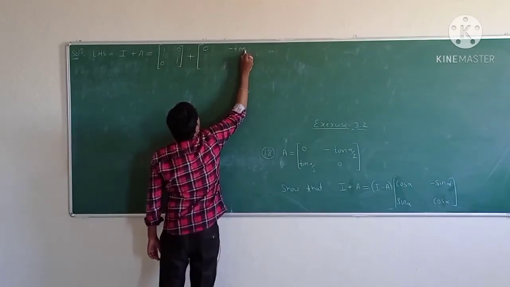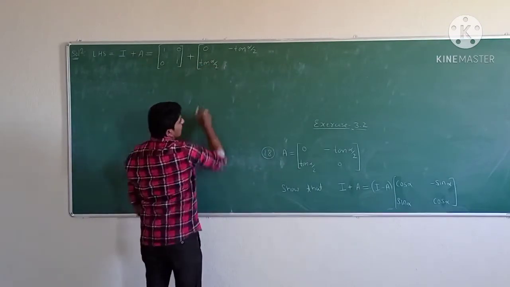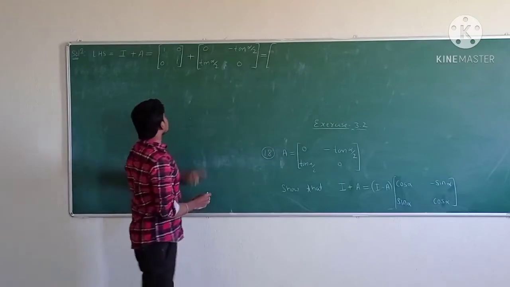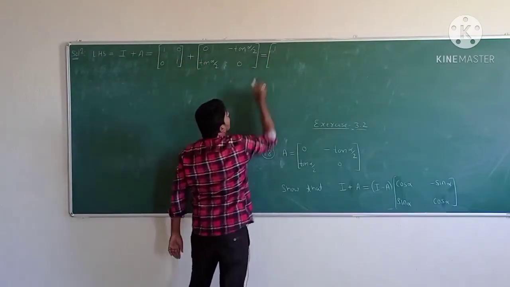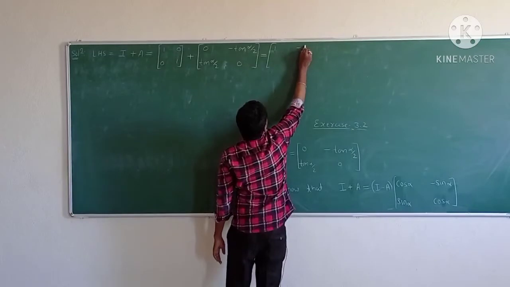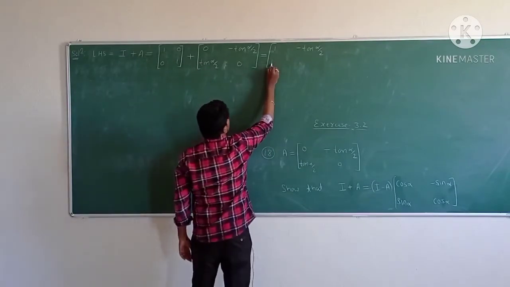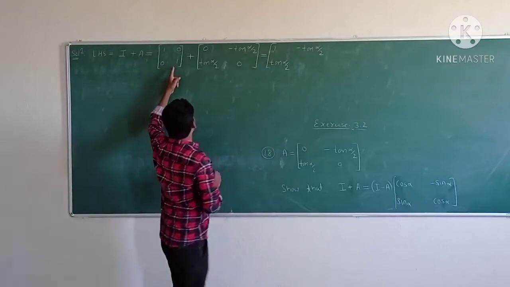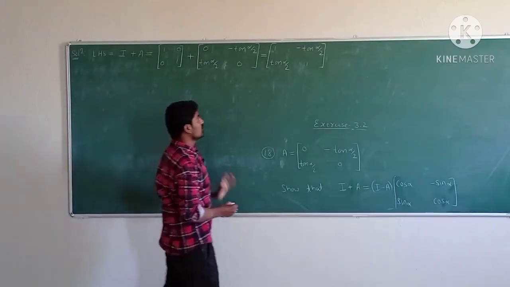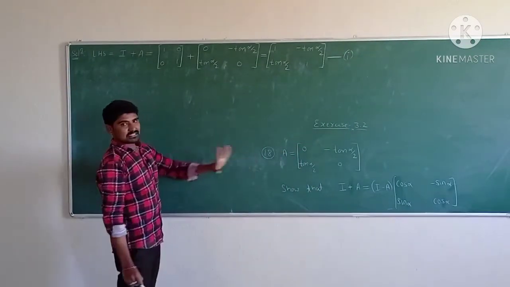0, minus tan alpha by 2, tan alpha by 2, and 0, which is equal to 1 plus 0, 1. 0 plus minus, 0 minus tan alpha by 2 is minus tan alpha by 2, and then 0 plus tan alpha by 2 is tan alpha by 2, and 1 plus 0 is equal to 1, and this is the matrix I plus A. Call it equation number 1. Now RHS.